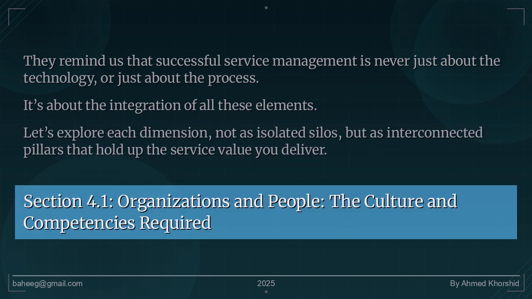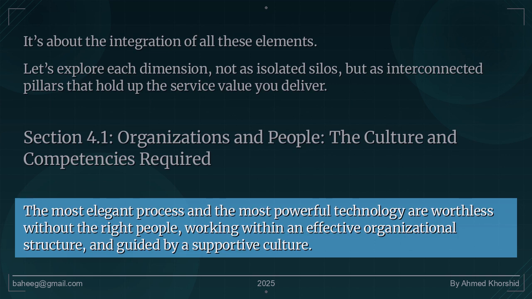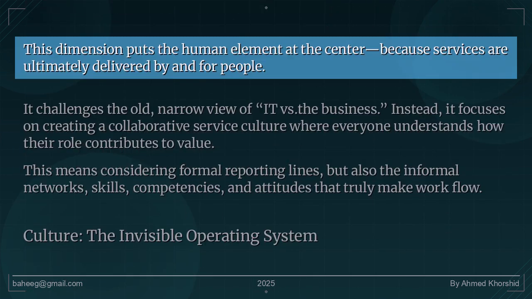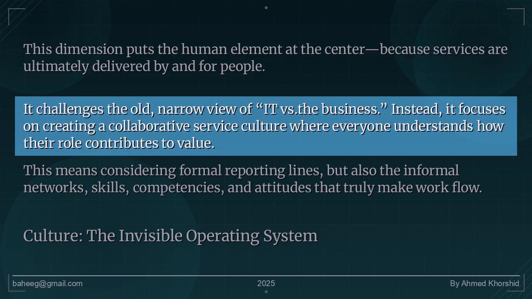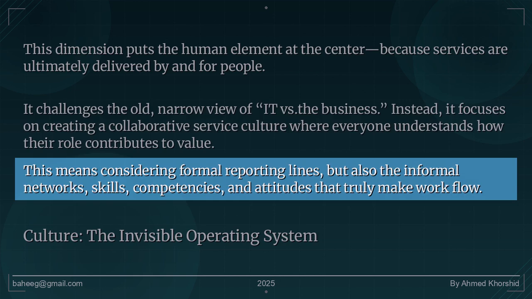Section 4.1, Organizations and People, the Culture and Competencies Required. The most elegant process and the most powerful technology are worthless without the right people, working within an effective organizational structure, and guided by a supportive culture. This dimension puts the human element at the center, because services are ultimately delivered by and for people. It challenges the old, narrow view of IT versus the business. Instead, it focuses on creating a collaborative service culture where everyone understands how their role contributes to value. This means considering formal reporting lines, but also the informal networks, skills, competencies, and attitudes that truly make work flow.